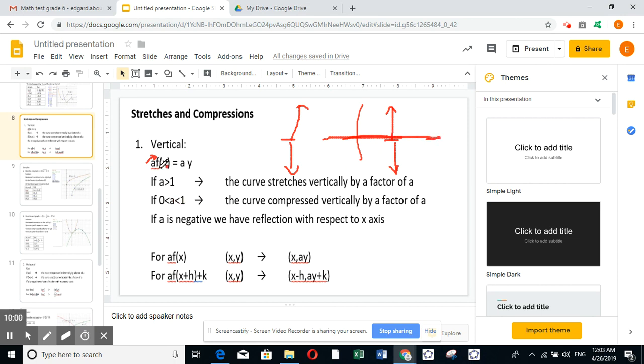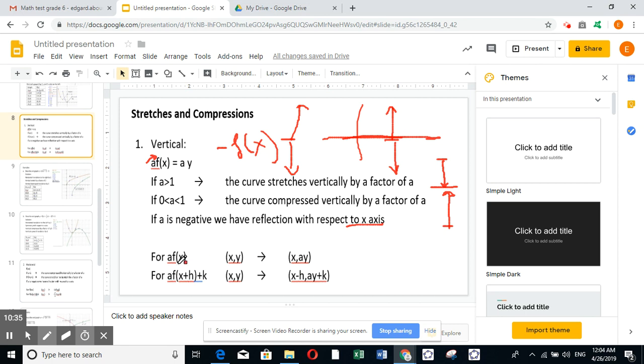And if a is between 0 and 1, the curve compresses. Compress means, suppose this is the x-axis, it will be smaller. It's compressed from all sides toward the x-axis. Okay, and if a is negative, for example minus f, it will be symmetric with respect to the x-axis. So if the minus is for y, it will be symmetric for x. If the minus is for x, it will be symmetric with respect to y. Because here I'm multiplying y, so symmetry with respect to the x-axis.